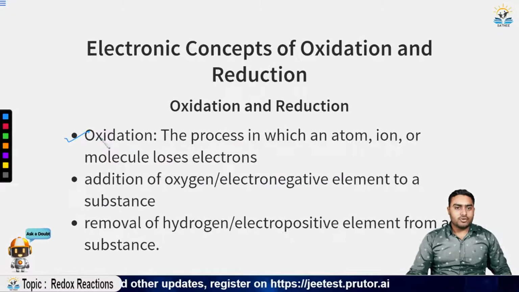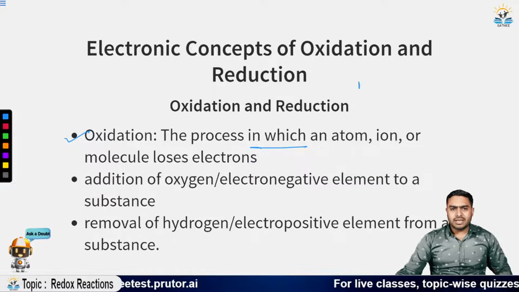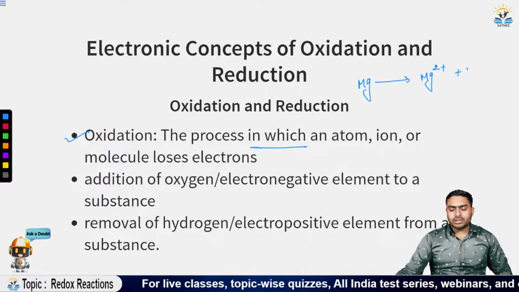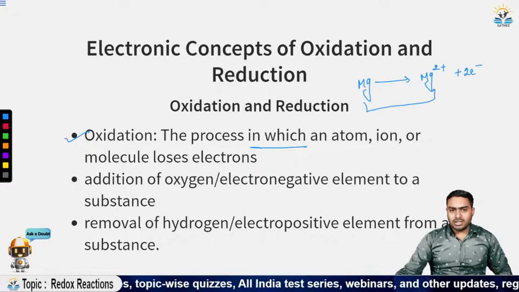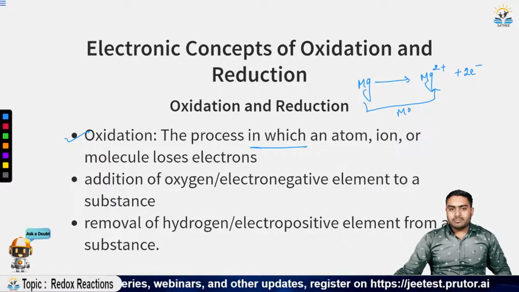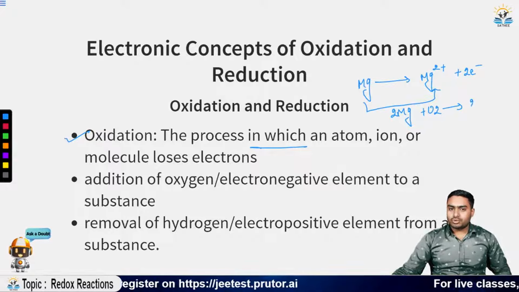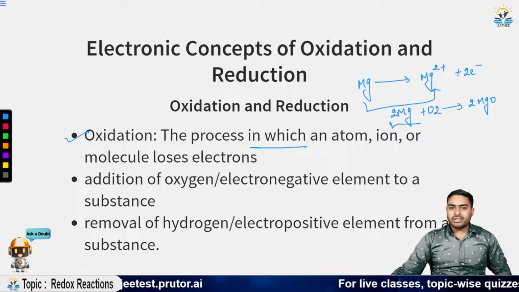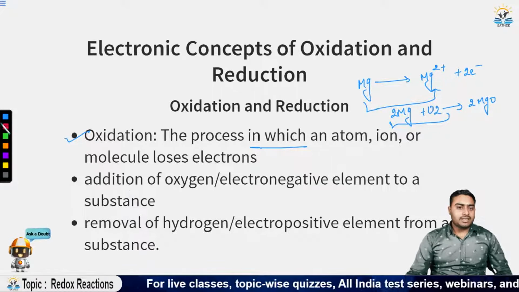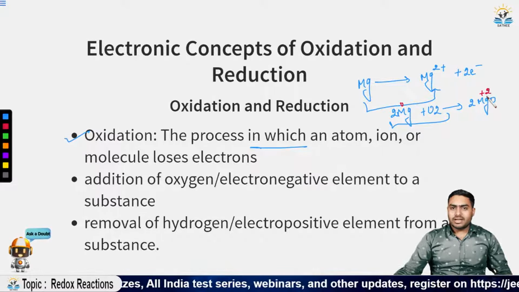You can see some definitions of oxidation. It is the process in which an atom, ion or molecule loses electrons. Suppose I am taking Mg. Mg gives Mg2+ plus 2 electrons. That means in this reaction Mg is undergoing oxidation. Suppose I write Mg plus O2 gives 2MgO. Here addition of oxygen is taking place, so this is also oxidation. Also, Mg is 0 here, and in MgO it is plus 2.